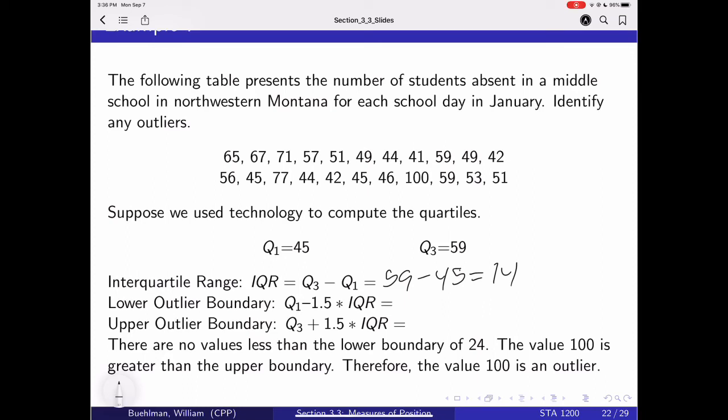So the lower outlier boundary is Q1, which in this case is 45, minus 1.5 times our IQR, which is 14, which gives us 24. And our upper outlier boundary is Q3, which was 59, plus 1.5 times 14, which gives us 80. There are no values less than the lower outlier boundary of 24. The value 100, however, is greater than the upper outlier boundary, therefore 100 is an outlier.